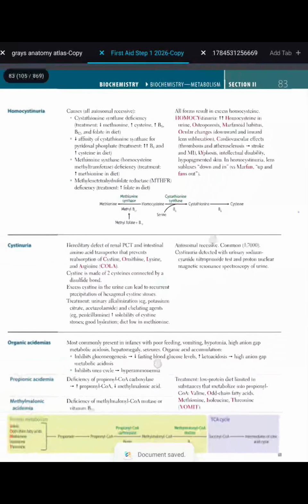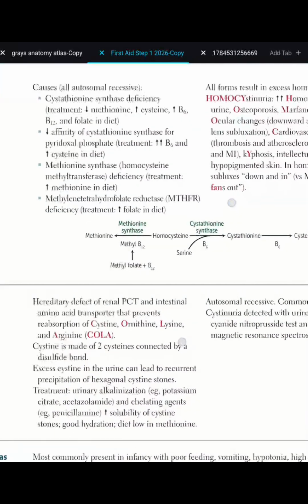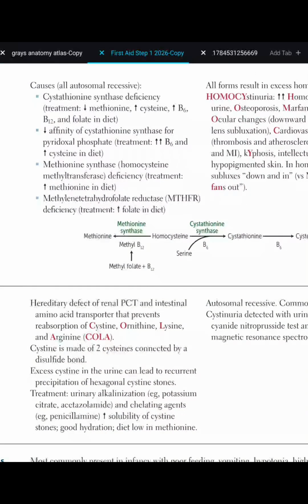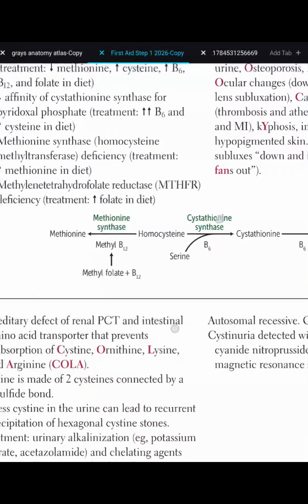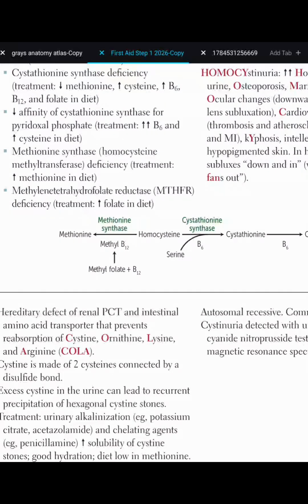So this is homocystinuria. Homocysteine is an amino acid found in the body. This homocysteine converts into cysteine because of the cystathionine synthase enzyme, while it also converts into methionine because of the methionine synthase enzyme. If any enzyme is deficient, it will lead to accumulation of homocysteine in the body, which will lead to homocystinuria. Homocysteine will accumulate so much that it will start to be excreted in the urine.